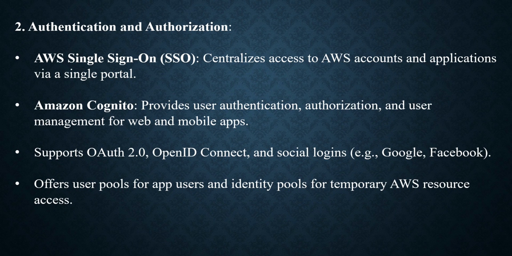What is authentication and authorization in AWS? AWS Organizations manages multiple AWS accounts centrally. It uses service control policies, SCPs, and SSO to enforce governance across accounts. It supports OAuth 2.0, OpenID Connect, and social logins, for example Google or Facebook.